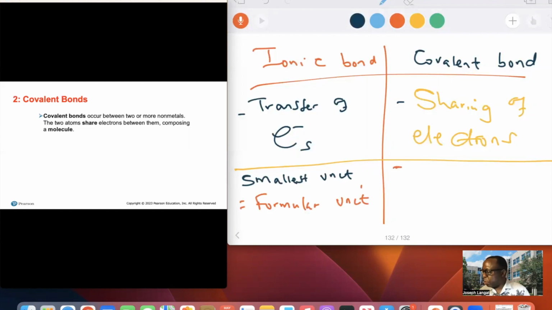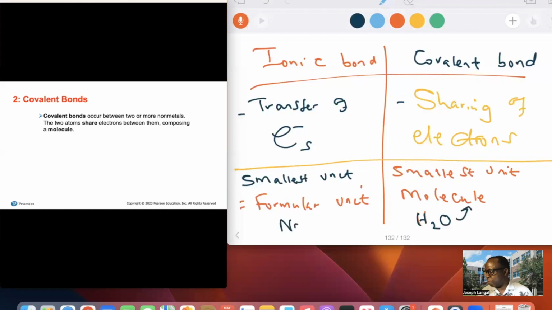The smallest unit of a covalent compound is called a molecule. For example, if I take 2 hydrogens and 1 oxygen, it forms a molecule. If I take 1 sodium and 1 chlorine, it forms a formula unit. These terms, formula unit and molecule, can be confusing to some people.